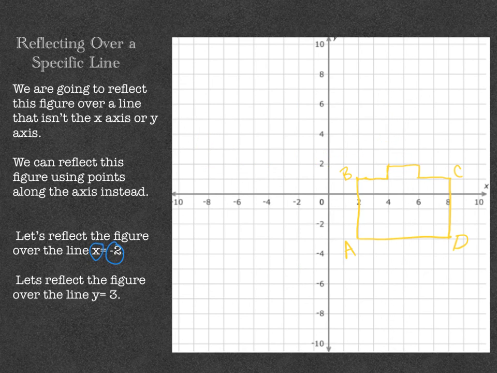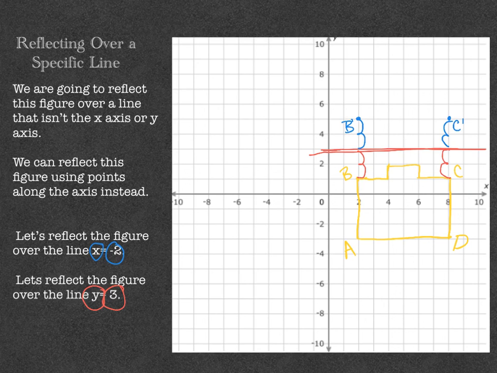All right, brand new figure. So here we're going to go over the line y equals 3. So where's 3 on the y? It's right here. So this is our line of reflection for this figure. So let's figure it out. Our B and our C are closest, so let's count. 1, 2, and 1, 2. So how far is it going to be away on the other side? It's going to be up 1, 2, and 1, 2. So there's our C copy and our B copy.